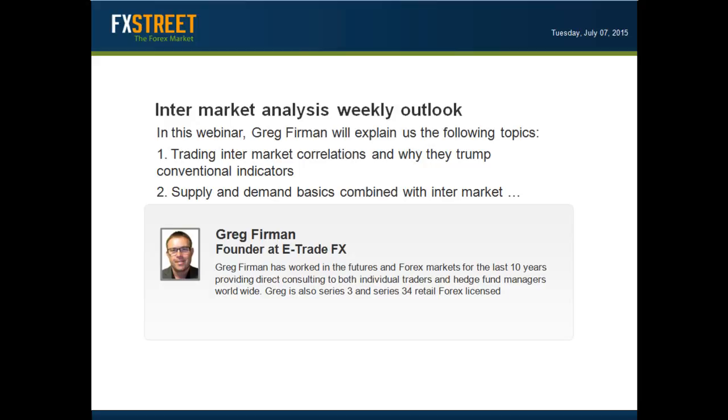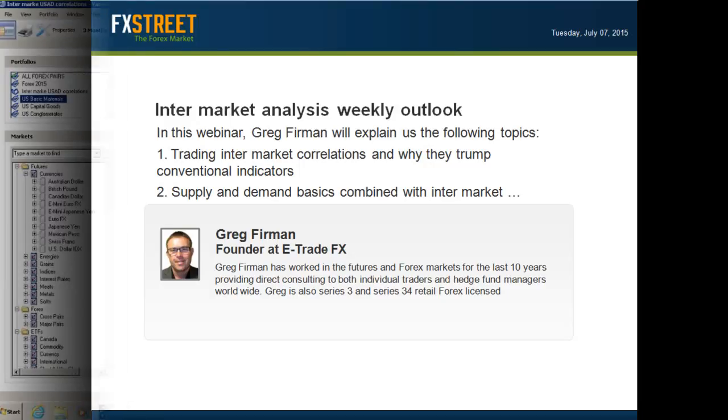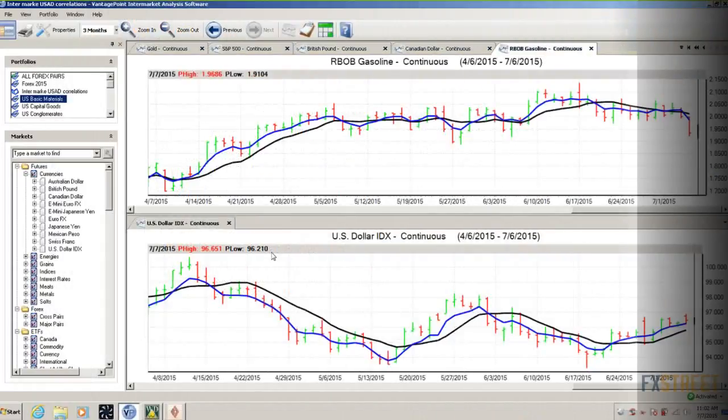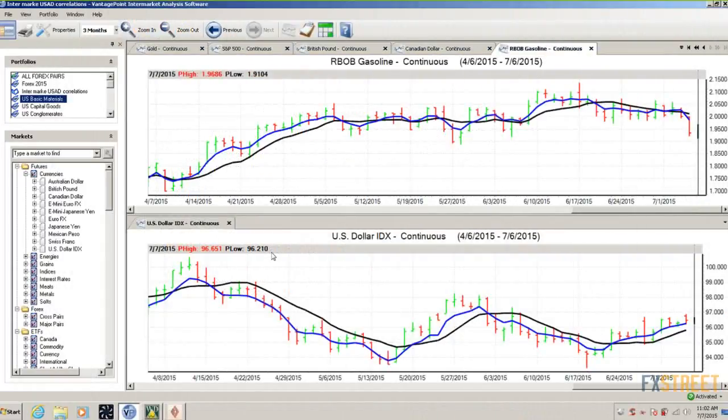This is the Forex Intermarket Analysis Weekly Outlook. What we're going to be looking at today is trading intermarket correlations and why they trump conventional indicators, supply and demand basics combined with intermarket analysis, price action trading and ignoring the noise. We're going to be looking at using conventional indicators in a very unconventional way, combining the lagging and the leading indicators to confirm price direction, and a review of the major pairs and how to trade them along with critical yearly price pivots to weed out the noise.